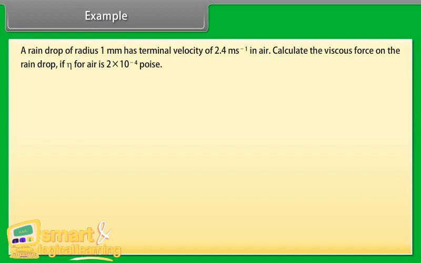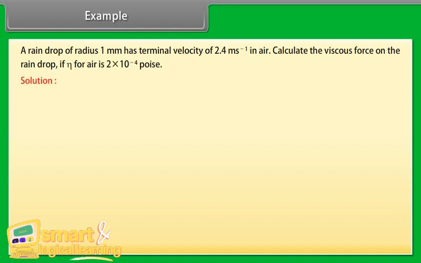Example. Let's take an example on Stokes' law. A raindrop of radius 1 mm has terminal velocity of 2.4 meter per second in air. Calculate the viscous force on the raindrop, if eta for air is 2 into 10 raised to the power minus 4 poise.